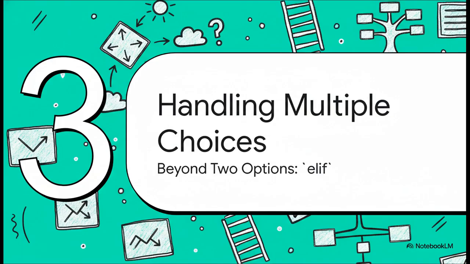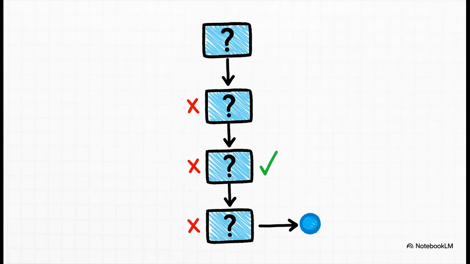What if you have 3, 4, maybe even 10 different outcomes? For that, we need a bigger tool. And that tool is elif, which is just short for else if. It lets you chain a bunch of questions together.